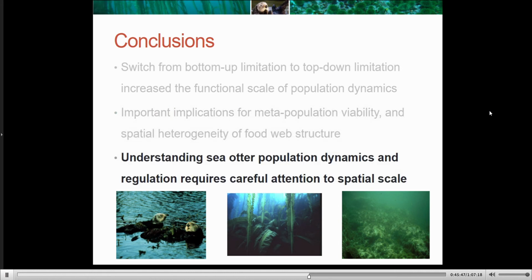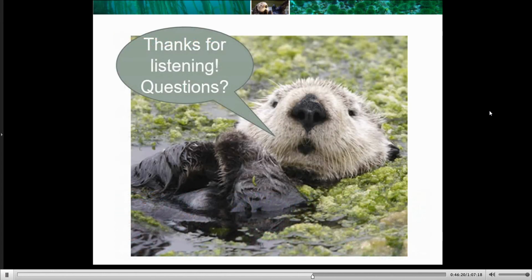And finally, I hope that I've convinced you somewhat that trying to understand sea otter population dynamics and population regulation requires very careful attention to spatial scale, both of sea otters themselves and of the factors that are regulating their abundance. Failure to appreciate that scale and to incorporate it into our conceptual or quantitative models of population dynamics can lead us to chase our tails around imaginary hypotheses that are actually unnecessary to explain differences in population abundance. I think that's all I'm going to say for now, but I'd be happy to take any questions.